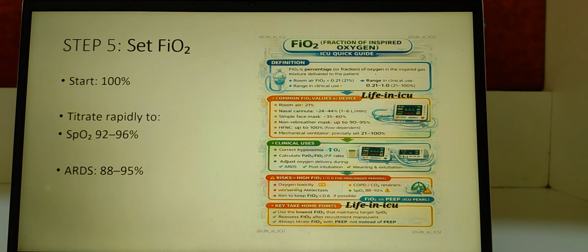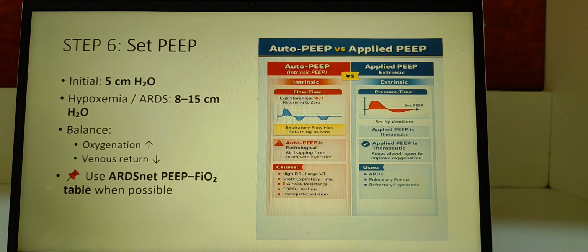Next setting is the FiO2. Once our patient is intubated, we start with 100% FiO2, and according to the SpO2 we are getting, we slowly bring down the FiO2. The target SpO2 is normally 92 to 96%. In case of ARDS, 88 to 95%. In case of COPD patients, 88 to 92%.